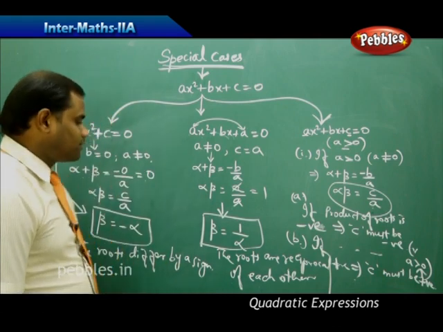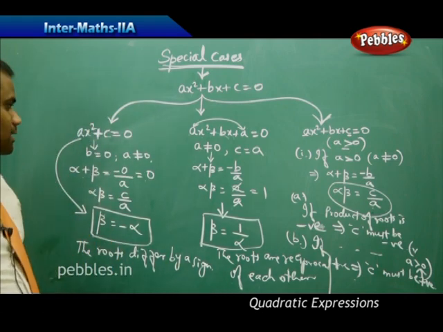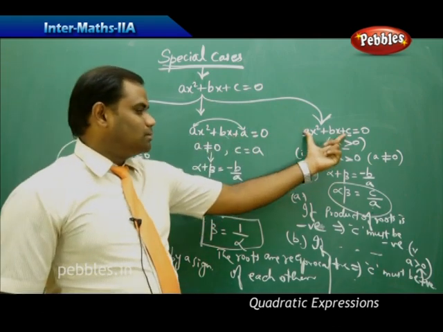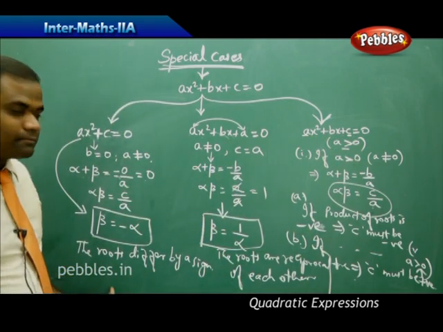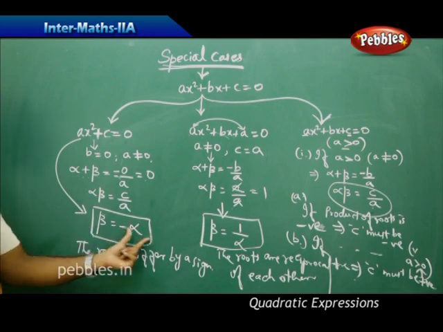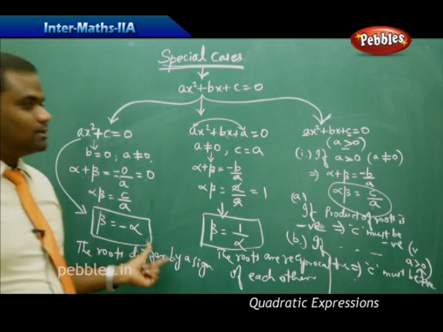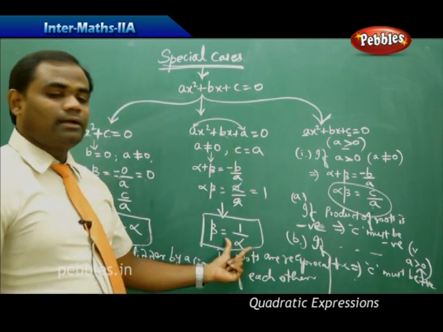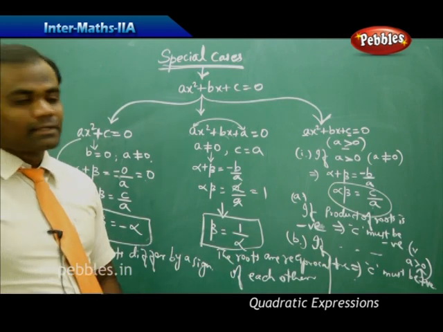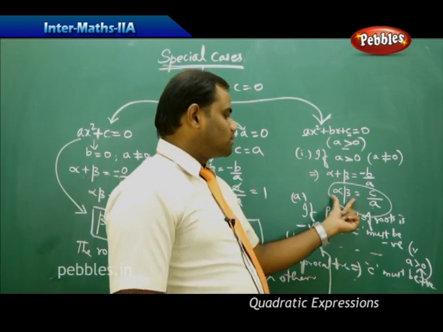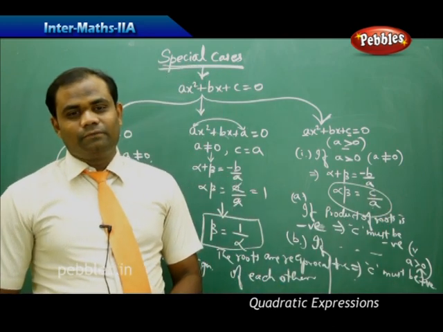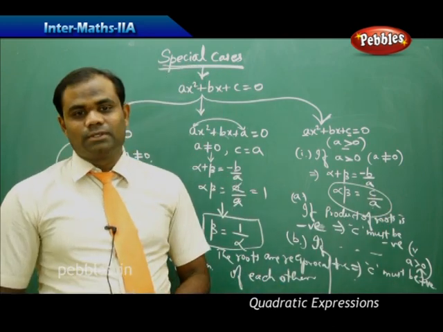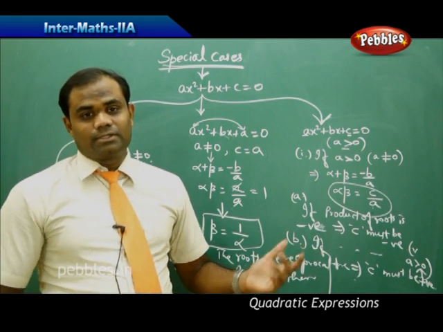So with these three different cases, we understand that as the quadratic equation changes, the roots behave in a different way. In the first case, the roots differ by a sign. In the second case, the roots are reciprocal of each other. In the third case, the product of roots defines the sign of a and c. This is how we study the different natures of roots, which we are going to discuss here.